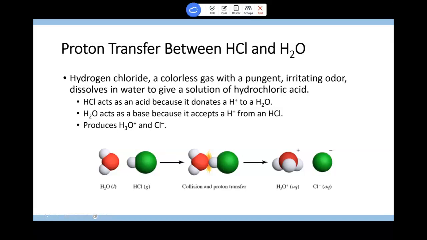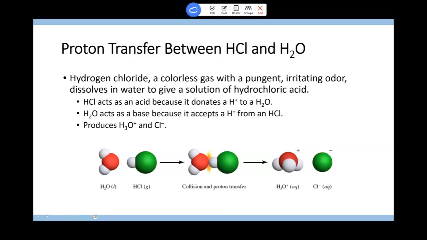We show the collision here where the hydrogen, smaller atom than chlorine, so this is the hydrogen in HCl, collides with the oxygen in H2O. And then we get H3O plus, HCl donated its proton and lost it. So now we have H3O plus and Cl minus as the products.